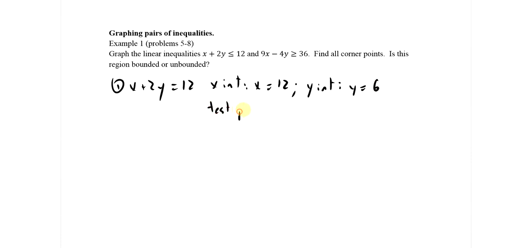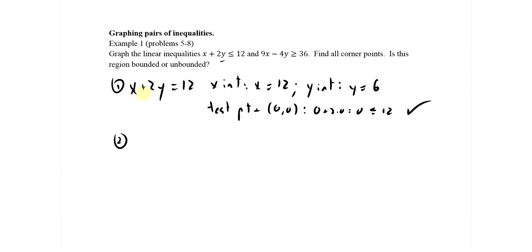And I need a test point. If I plug in 0, 0, x equals 0, y equals 0, into this inequality here, what do I get? Well, 0 plus 2 times 0 equals 0, which is less than or equal to 12. That's true. And so that means 0, 0 is on the side of this graph that we want to deal with.